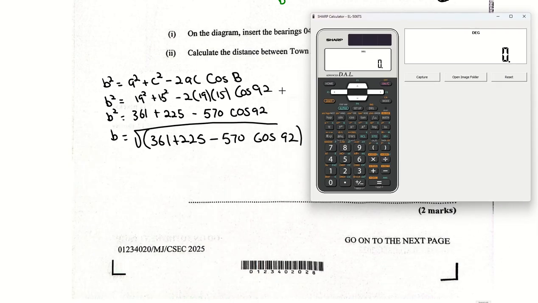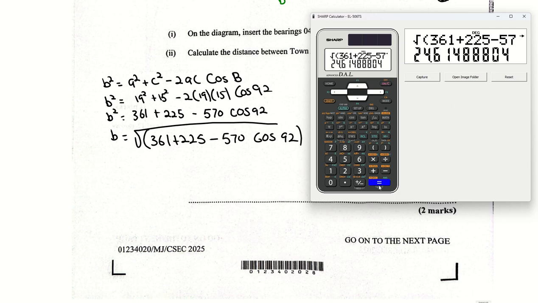I'm using the Sharp calculator. I'll show you how to use the Casio in a minute. So it would be the square root of open bracket 361 plus 225 minus 570 cos 92. The only thing I would have to tell you is make sure you put your brackets. Also make sure your calculator is in degrees.